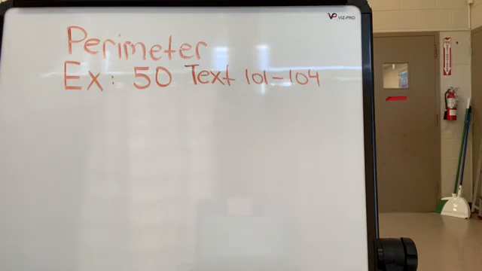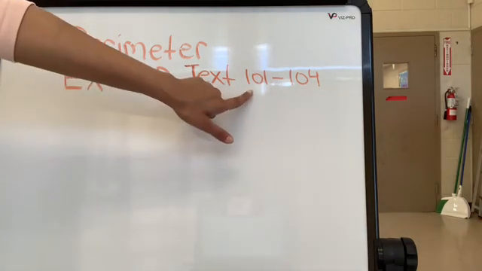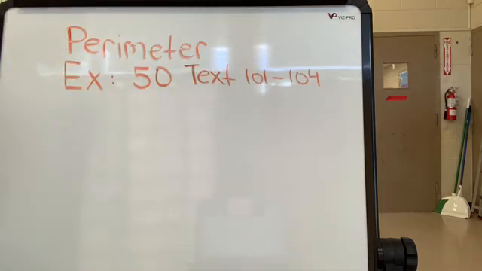Hi grade 3. So today we are going to be learning about perimeter, and I'm going to ask you to grab your workbooks. You're going to open your workbooks to exercise 50. At the end of this video, you will be working on exercise 50. And the textbook reference which I'm using is your textbook pages 101 all the way to 104.